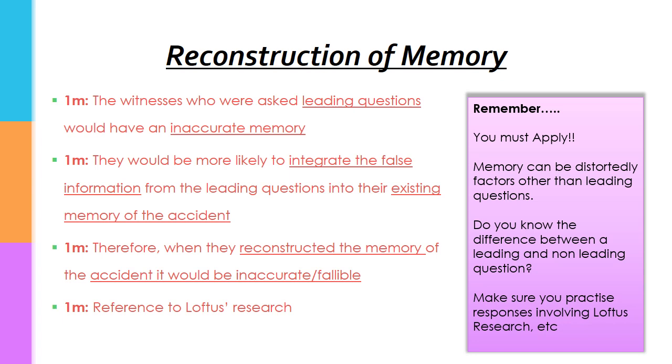So for this question, for 1 mark, the witnesses who were asked leading questions would have an inaccurate memory, okay? So when we say fallible, it means that they are prone to distortion or inaccuracy. They would be more likely to integrate false information from the leading questions, and you should always give an example of a leading question, into their existing long-term memory of the accident. And therefore, when they reconstructed the memory, it would be inaccurate or fallible, okay? So make sure you're applying it to the scenario. What is the leading question?